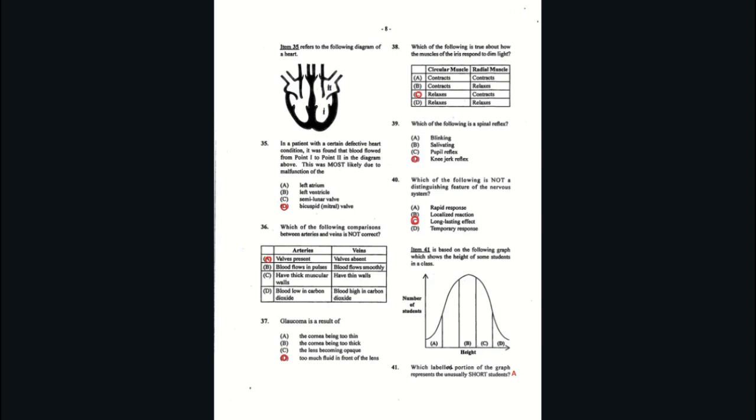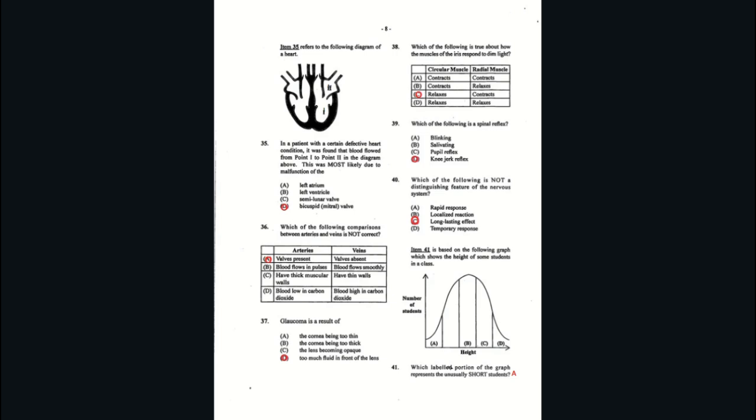Number 36 says, which of the following comparisons between arteries and veins is not correct, right? Just looking at it, I can tell that A is completely wrong because veins have valves and arteries don't. A is saying valves present in arteries and valves absent in veins. That's not true. Only veins have valves, right? And valves are there to prevent the backflow of blood. So we know that A is not correct, and we don't even have to really look any further.